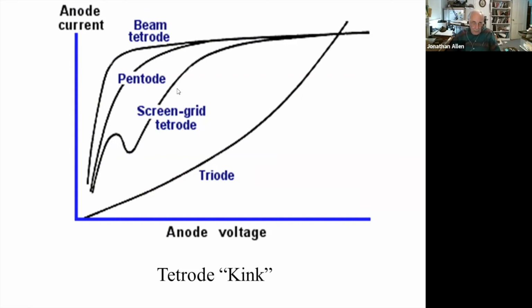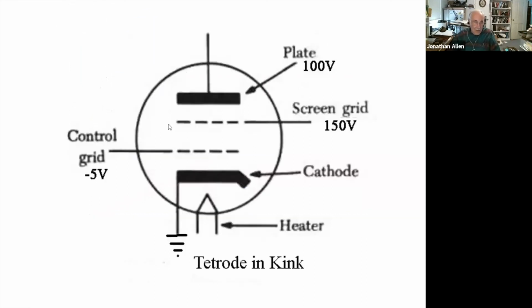Under these conditions, and I'm now showing the plate has swung to 100 volts, which is below the 150 that the screen's sitting at. By the way, the screen sometimes is running very close to plate voltage, which makes this problem even worse. But let's just use these numbers for now. Under these conditions, each electron that strikes the plate dislodges several secondary electrons, which now are attracted to the more positive screen.